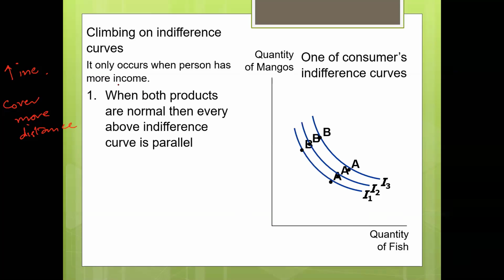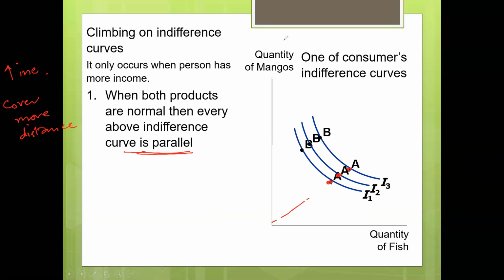If both products are normal, then an increase in income means he will first of all go to A, then this A and this A. So he will climb it normally. If the income increases, he will go to a higher indifference curve, which is parallel to the previous one. Let's say that if he has income I1, he's here. When his income is I2, he's here. When his income is I3, he's here. Since both products are normal, he is climbing onto parallel indifference curves. That's very important to remember.